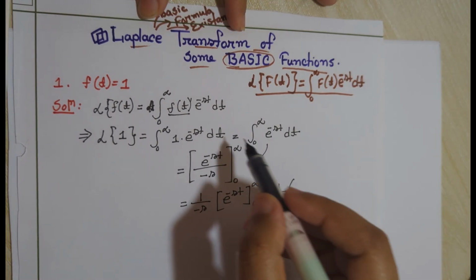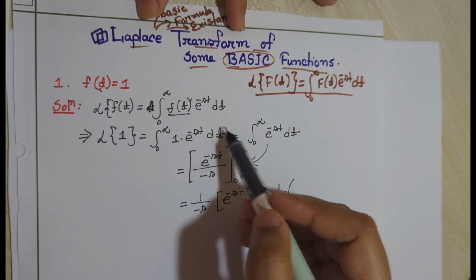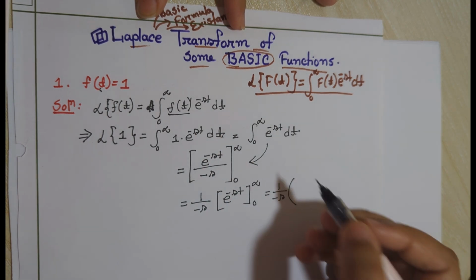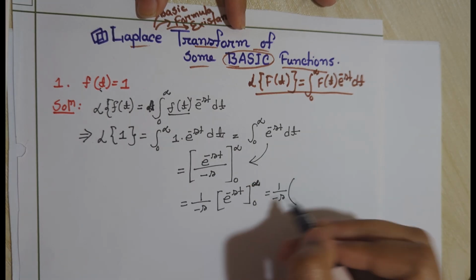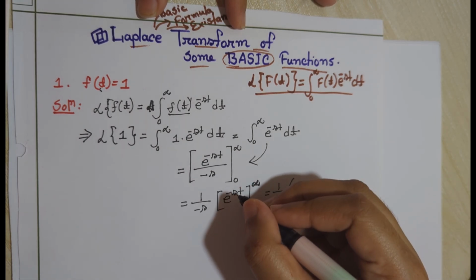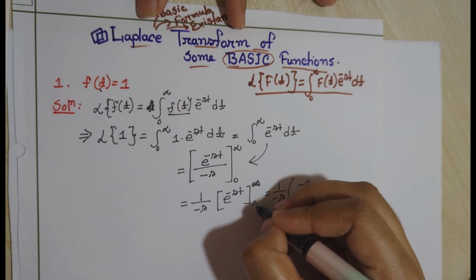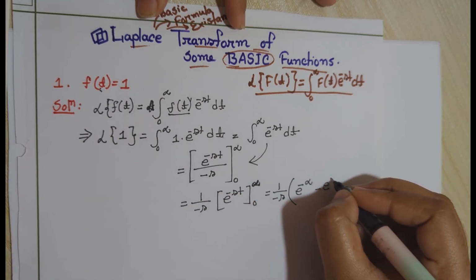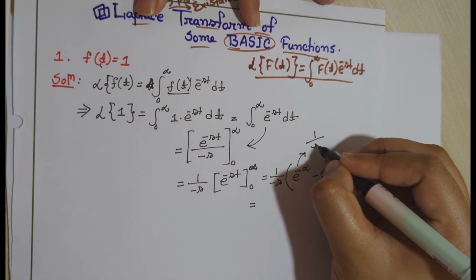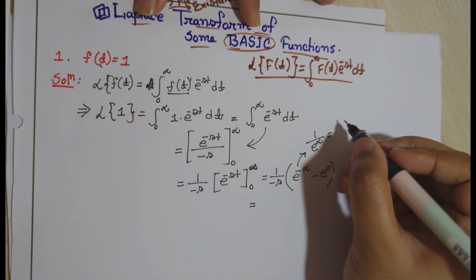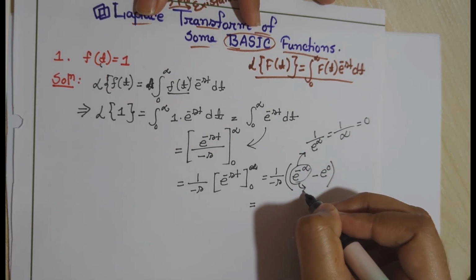As it is a function of t, f of t, and we integrate in terms of dt, instead of this t we will put infinity. So e to the power minus s into infinity, which is minus infinity, minus the lower limiting value, e to the power minus 0. Now e to the power minus infinity means 1 divided by e to the power infinity, and we know that 1 divided by infinity equals 0. So the value of this term will be 0.